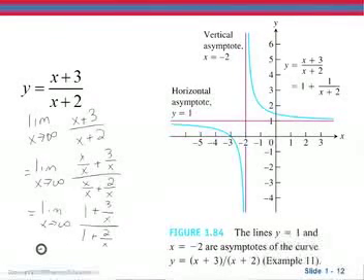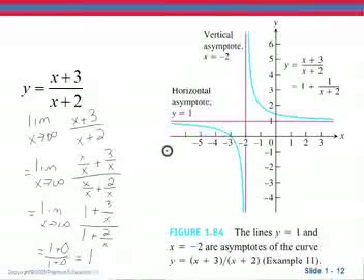Remember that 3 over x and 2 over x will both approach 0, so we'll have 1 plus 0 over 1 plus 0, which is going to give us 1. That's why the horizontal asymptote is y equals 1. Remember that the vertical asymptote is x equals negative 2, because the value that you cannot have in the denominator of your function is negative 2. If we plug in negative 2, we'll have negative 2 plus 2, which gives us 0 in the denominator.